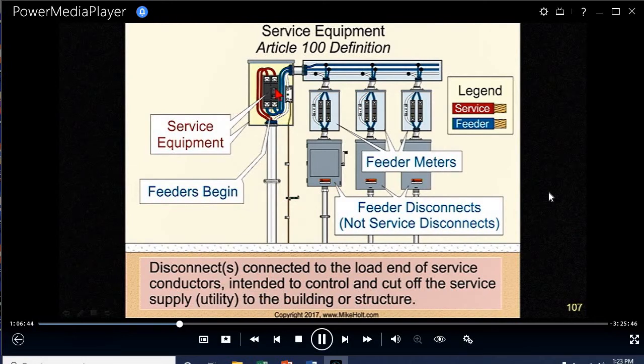This 400 amp main, let's say, is what turns off the power to the building. That's my service equipment. I need to know what service equipment is, and so what service conductors are, so later on when we get into bonding and grounding, we have the right reference.